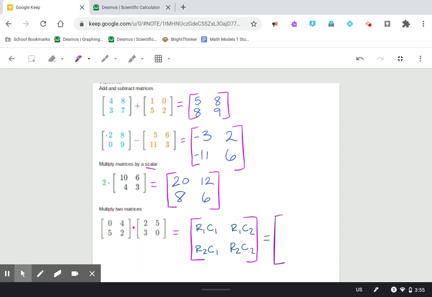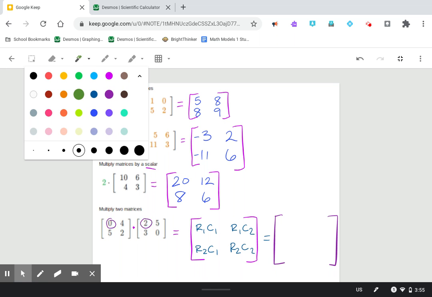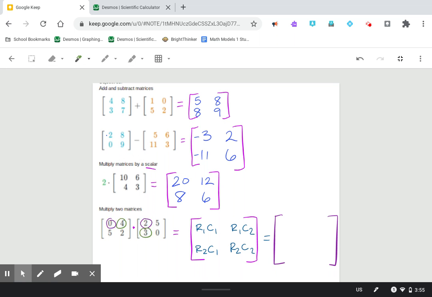We're going to multiply row 1 times column 1. So when I say that, I'm going to multiply 0 times 2. I'm going to go ahead and show you what I'm doing here. I'm going to multiply 0 times 2. And then I'm going to multiply 4 times 3, and I'm going to add the answers. 0 times 2 is 0. 4 times 3 is 12, so I add those up and I get 12.